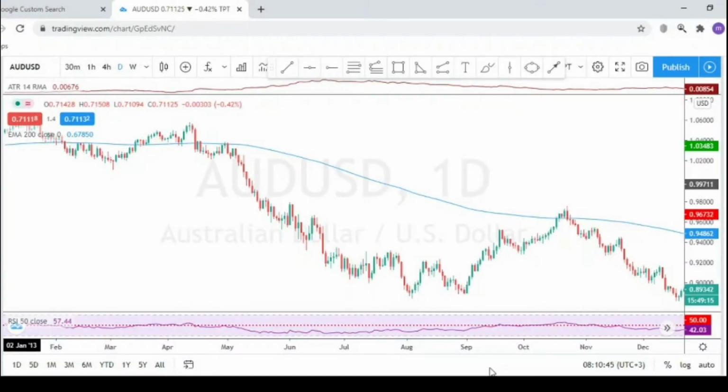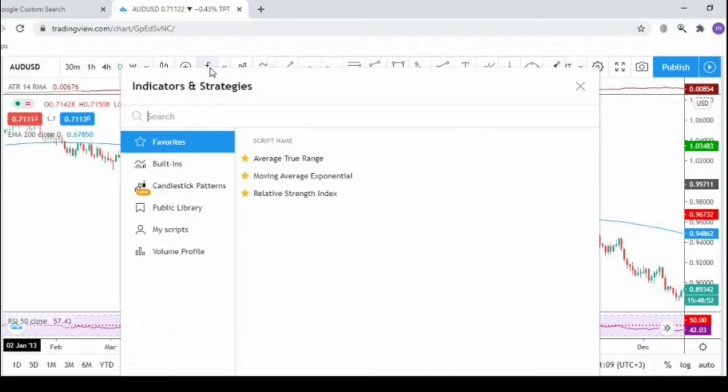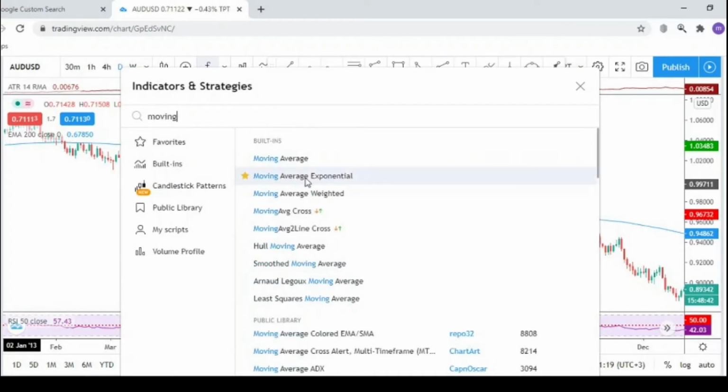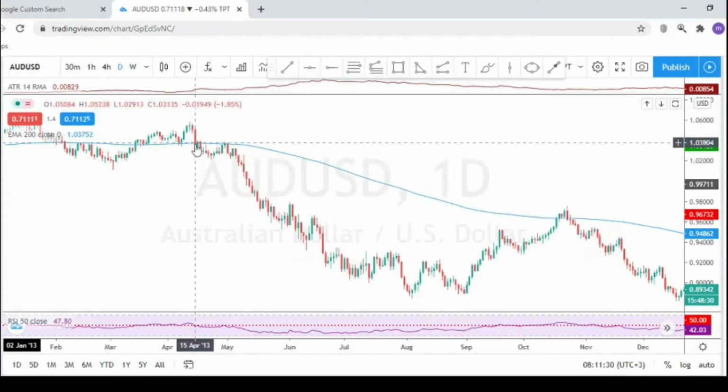If you find a hack to this exponential moving average, then you can surely be profitable trading with it, even if most traders don't make money using this exponential moving average. So you come here to the indicators and strategies, and you search EMA, or you can search moving average, and this is the one, moving average exponential. So if you click on it, you have it here.